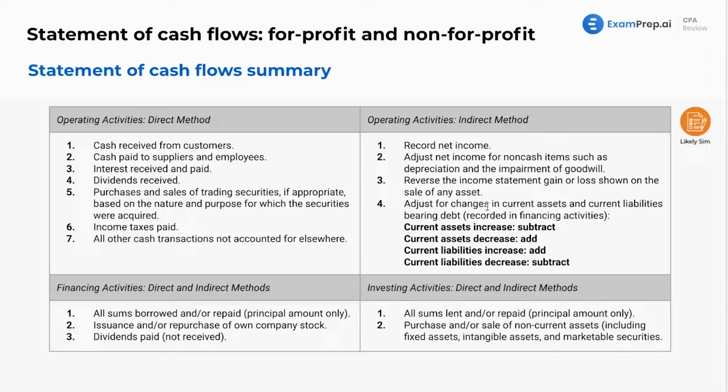Adjust for changes in current assets and current liabilities; debt-bearing items are recorded in financing activities. So right here, when current assets increase, we are going to subtract those out. When current assets decrease, we are going to add those back. Similarly, for current liabilities, when they increase, we're going to add them, and when current liabilities decrease, we will subtract them. Think about where the cash is going, right?